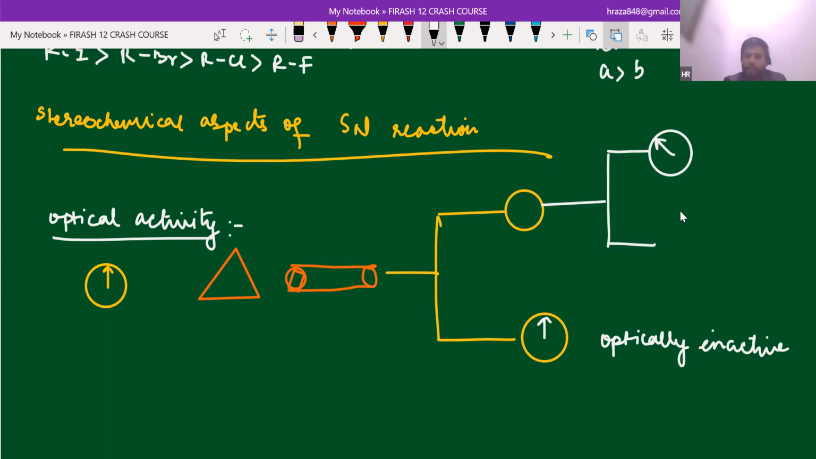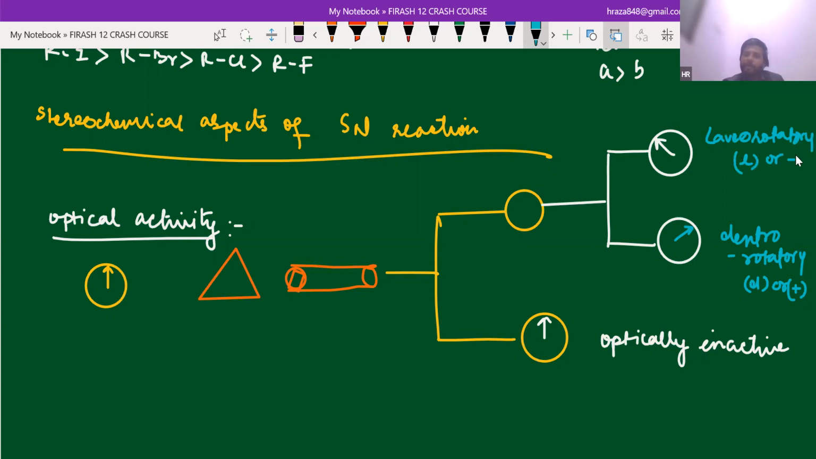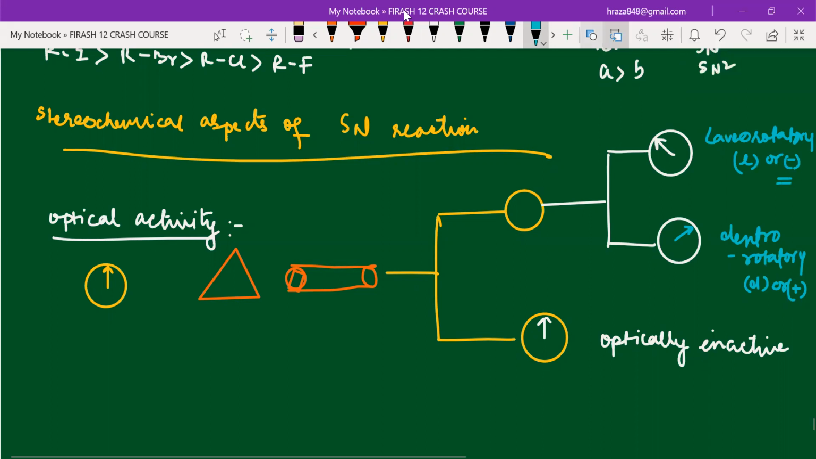So this is your anti-clockwise, it will rotate anti-clockwise, and this is your clockwise. If it will rotate clockwise, that means dextro-rotatory. You have heard of this, right? Dextro-rotatory is denoted with D or plus sign. And if it will rotate anti-clockwise, that is levo-rotatory, and that is denoted with L or negative sign. Is that clear?